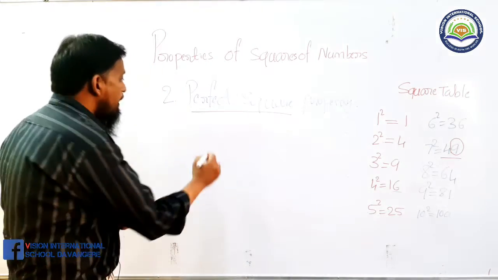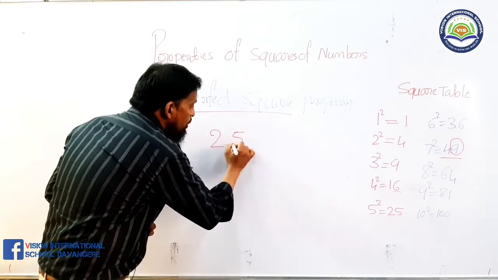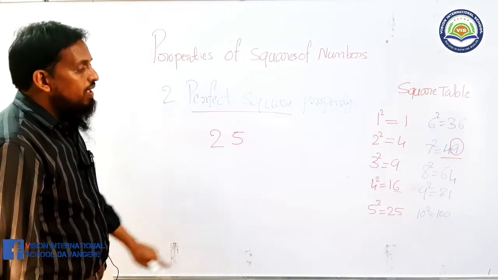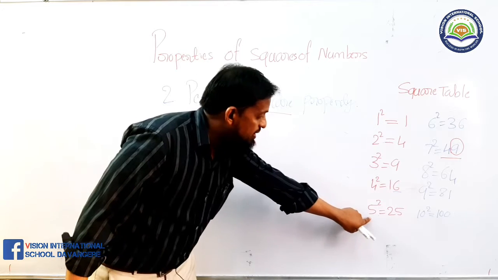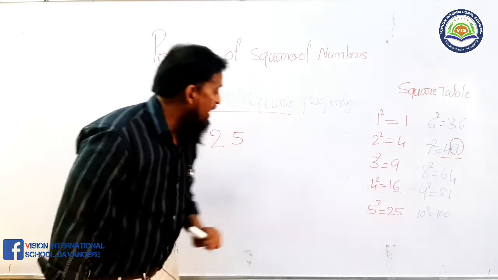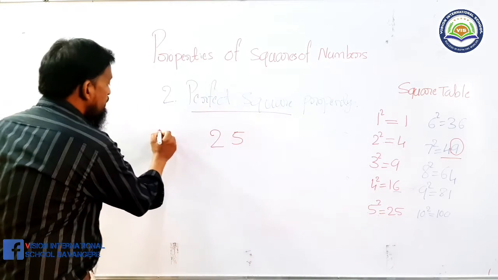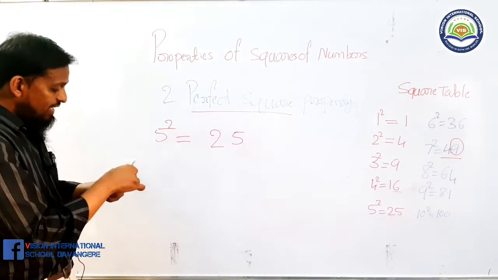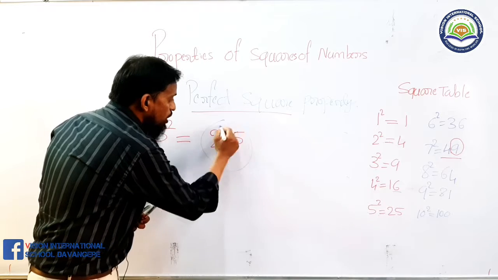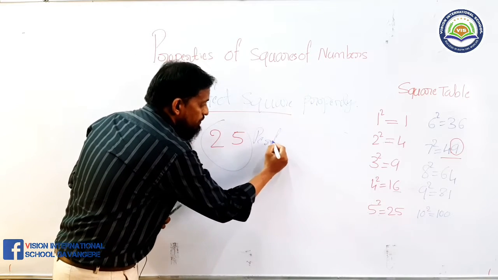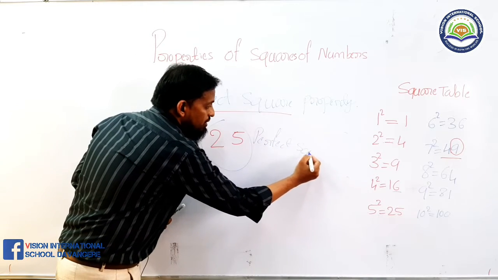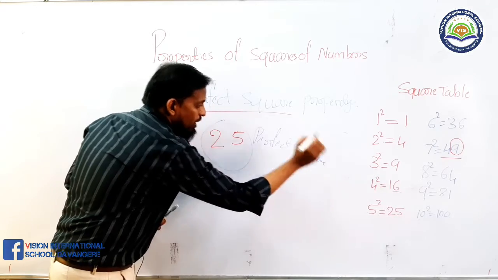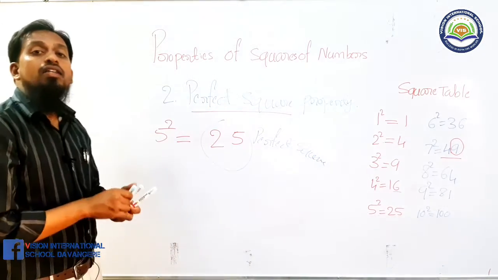For example, 25. Whether 25 is the square of any number, search in the table. Yes, it is the square of 5. 5 square is equal to 25. Then this 25 is called what? A perfect square. Yes.